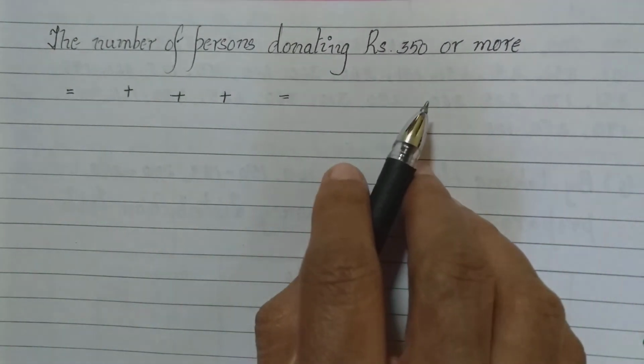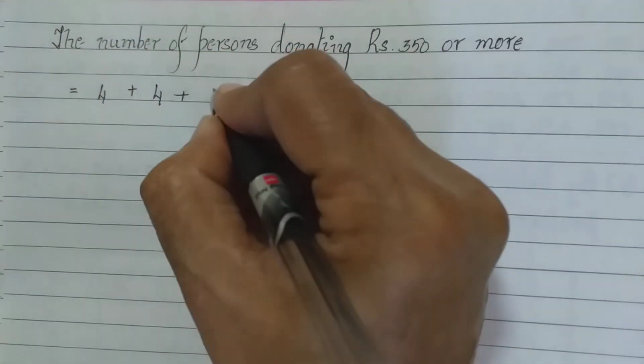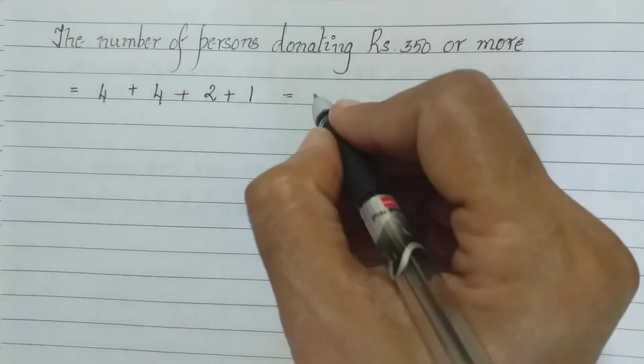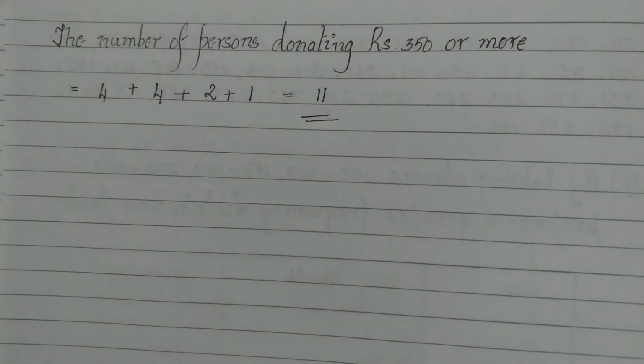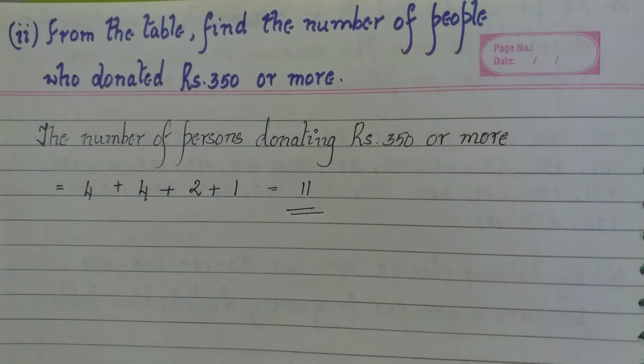Therefore, the number of persons donating rupees 350 or more is 4 plus 4 plus 2 plus 1. 4 plus 4 is 8. 8 plus 2 is 10. 10 plus 1 is 11. So, we have 11 people who donated rupees 350 or more.